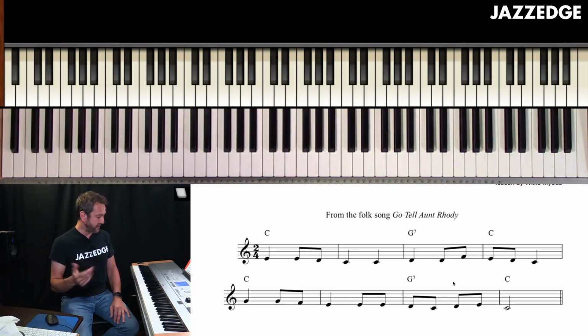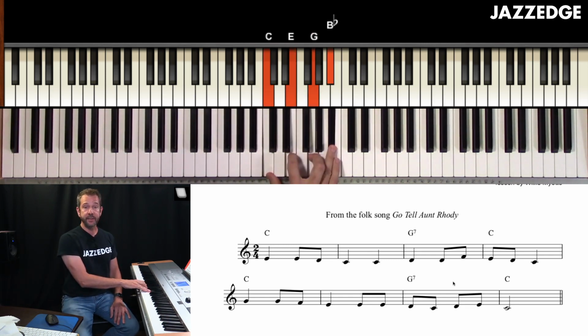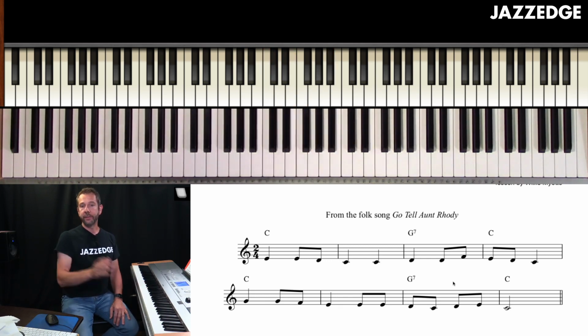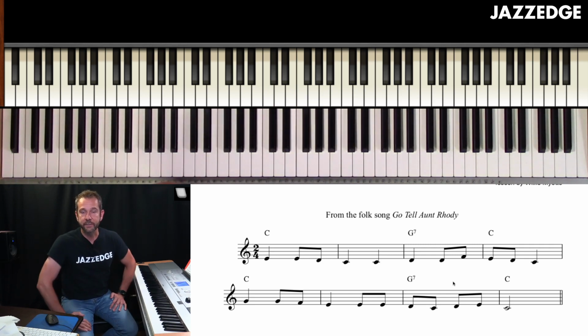All right. What about C7? C dominant 7th, where would that lead me to? That would lead me to an F chord. I'll give you one more.